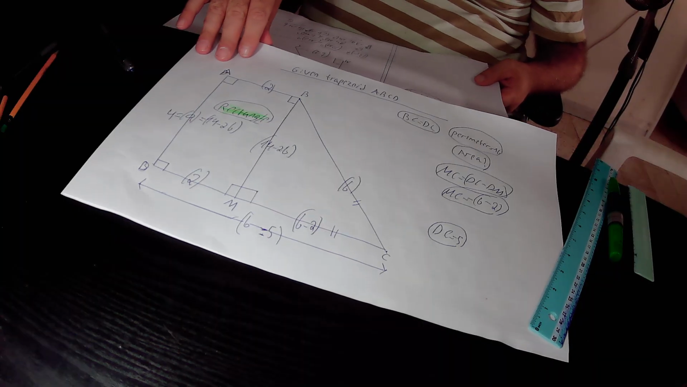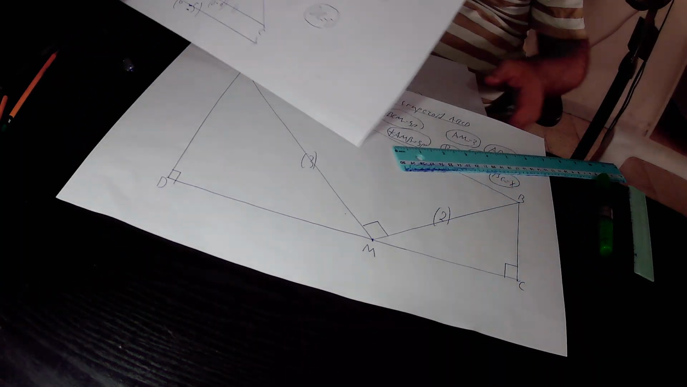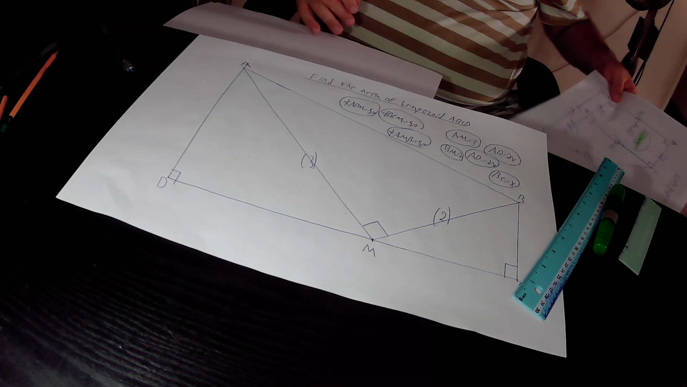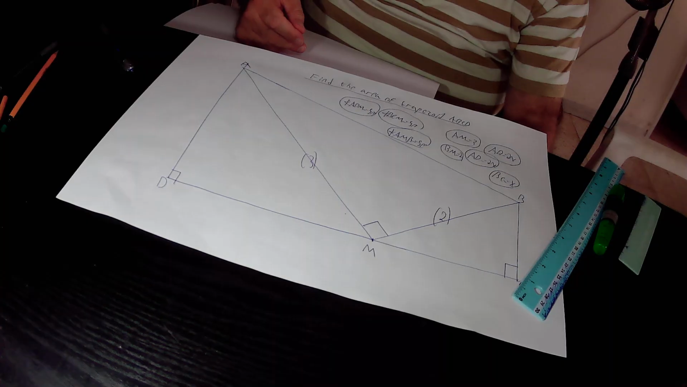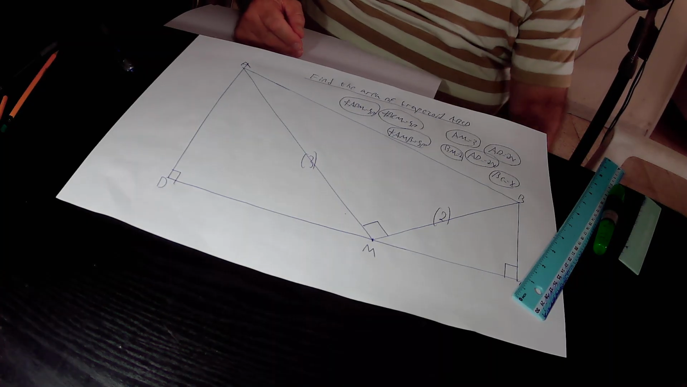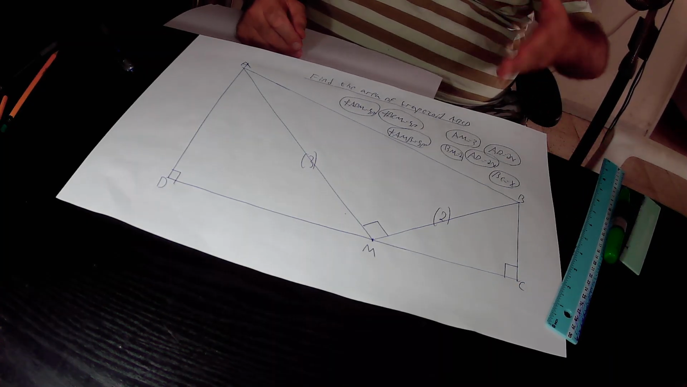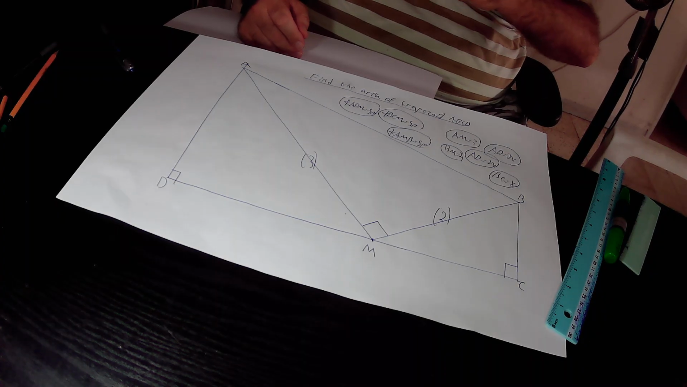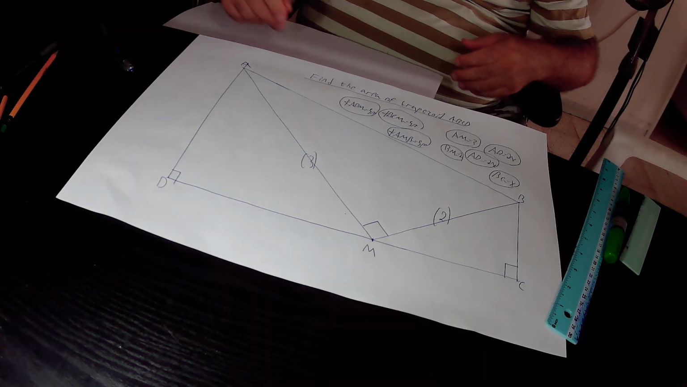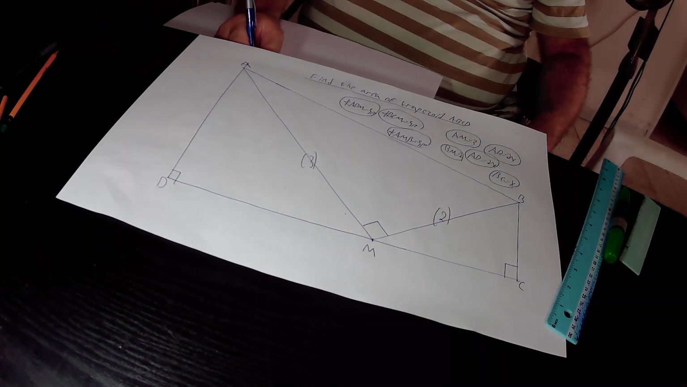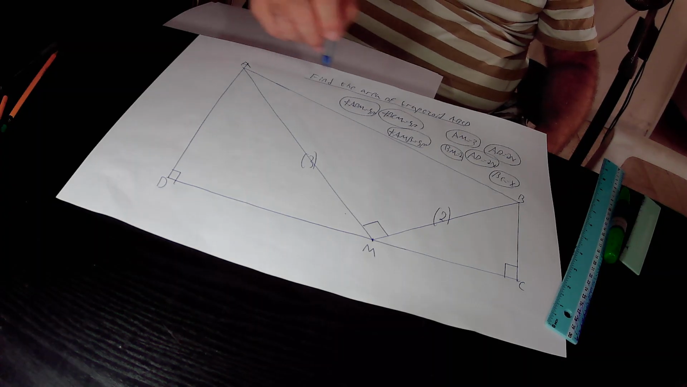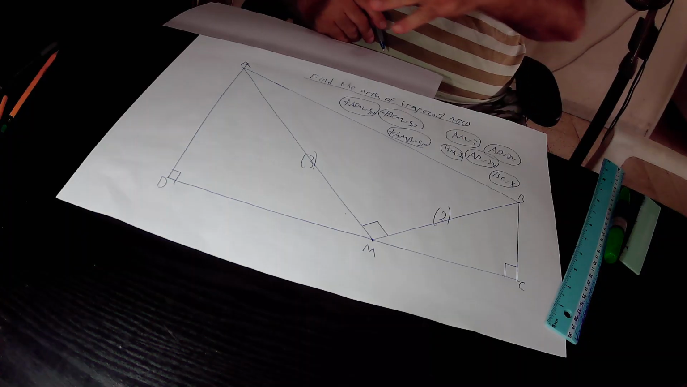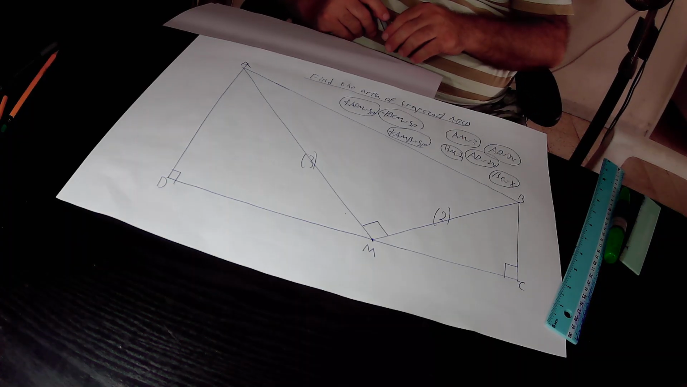Actually, in the second question, we have to find the area of another trapezoid. The name of the trapezoid is ABCD. It is the same name as in the first question, but it is a different trapezoid. So, at the moment we have trapezoid ABCD, and we have to find the area of this trapezoid ABCD.